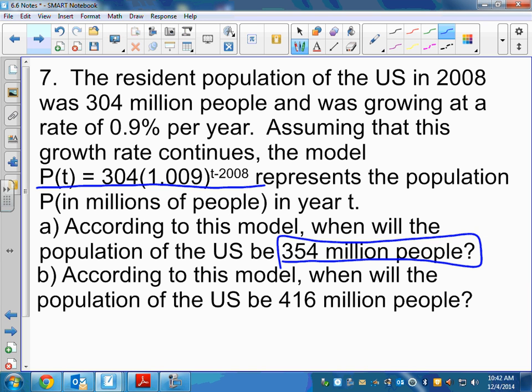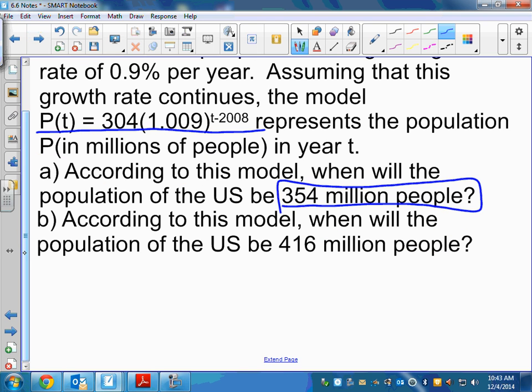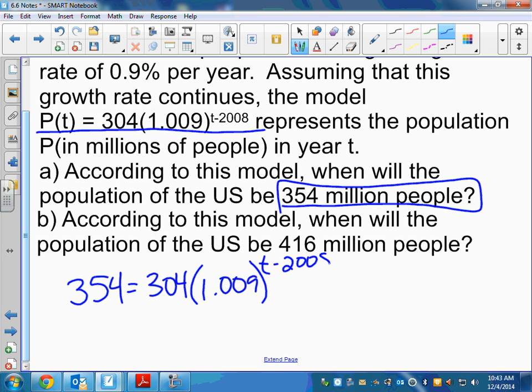Where should I plug this number in? For P or for t? That's my population. And since the population is already in millions of people, should I plug in 354 or should I plug in 354 million? Right, they've already said the answer's in millions. So really A and B are the same on here. We might just do A on this. It's the same problem. They just changed this one to 416. But I could set this equal to 354 = 304 times 1.009^(t-2008).